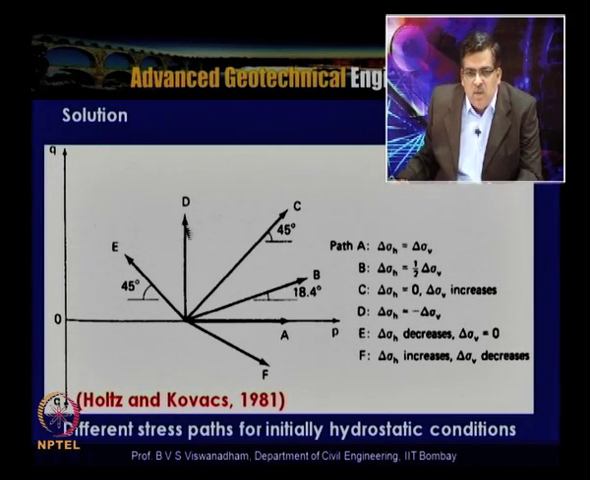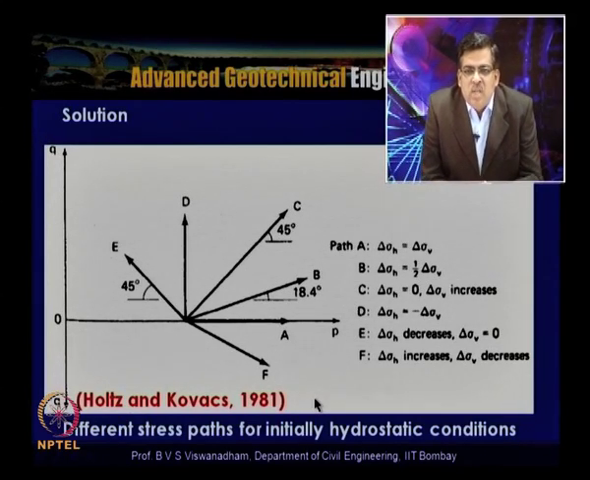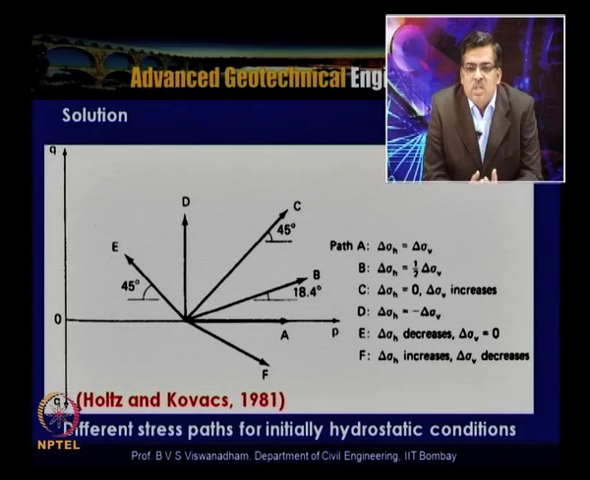You can see that we have different paths now. Let us say TA, TB, TC, TD, TE and TF are the different stress paths. Path A is with the condition delta sigma H equal to delta sigma V, and in path B we have maintained delta sigma H equal to half delta sigma V. In stress path C, delta sigma H is equal to 0 and delta sigma V is increasing, which is what we discussed in the previous example.